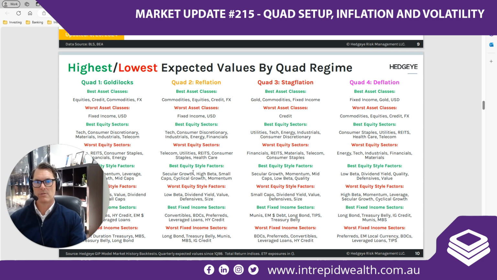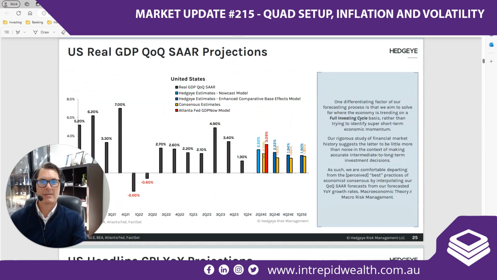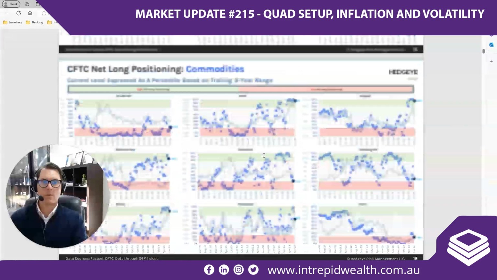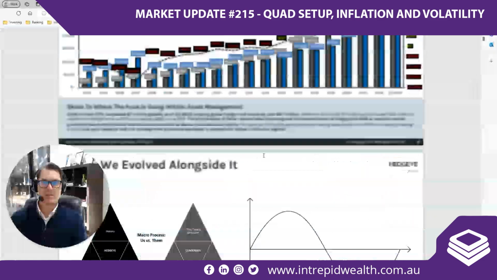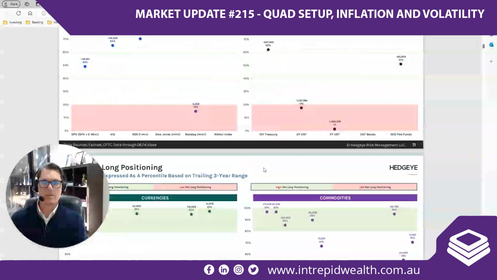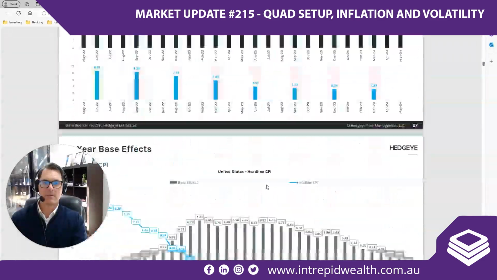Now you might notice that utilities is in there in the Quad 2 to avoid. There are reasons for that, and of course I'll make a call on whether or not to maintain a high position in utilities. The reality is, if I go back to this monthly quad table, which was, what did I do with that? I think it was only one slide.